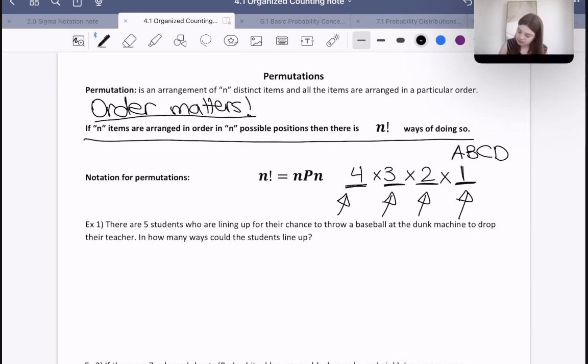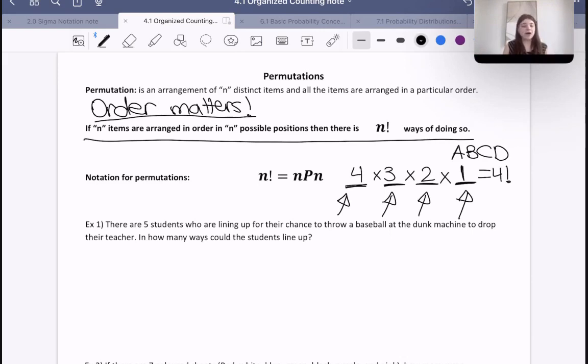And this looks strangely similar to something we just saw. 4 times 3 times 2 times 1 is the same as 4 factorial from what we learned earlier today. So it's 4 factorial. And we can apply this same logic to any of these problems.